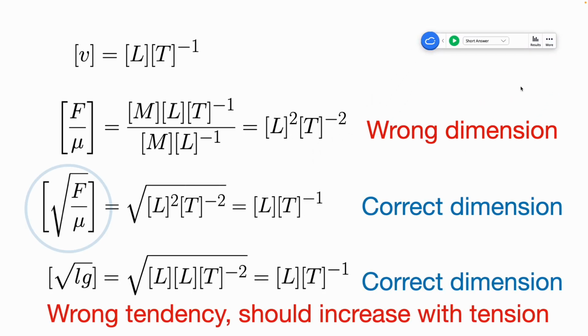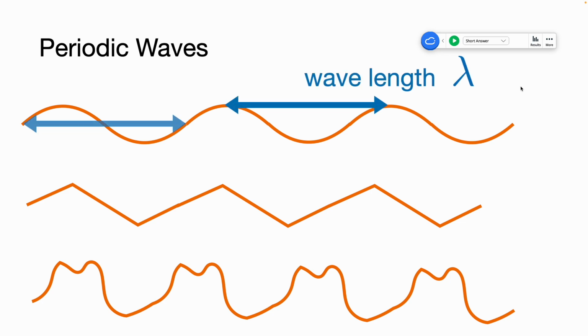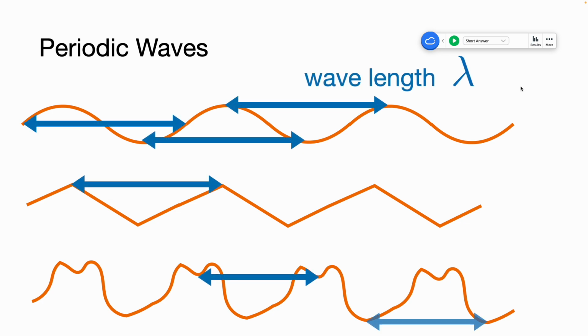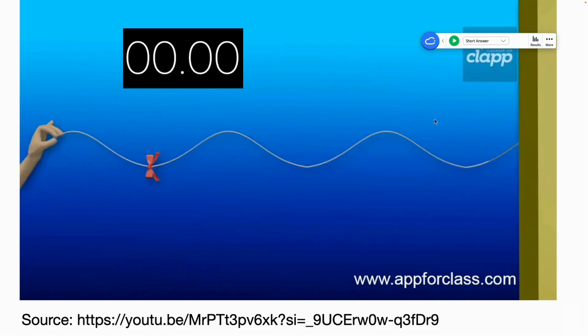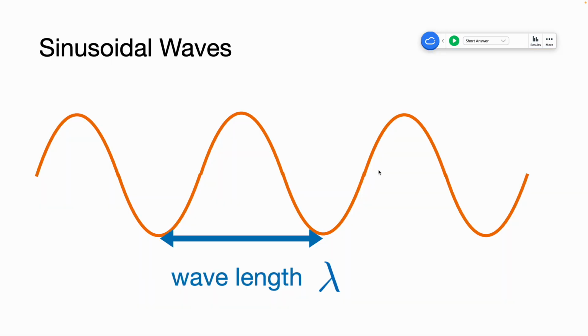Of all the periodic waves, another terminology, this simple one that is just easy to draw, is called a sinusoidal wave. You should have learned that a sine function looks like this, so that's why we call this a sinusoidal wave.